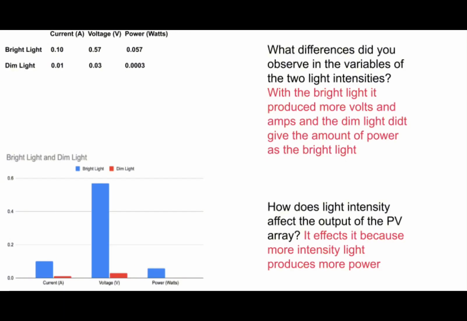What differences did you observe in the variables of the 2 light intensities? With the bright light, it produced more volts and amps, and the dim light didn't give the amount of power as the bright light. How does the light intensity affect the output of the PV array? It affects it because more intensity light produces more power.